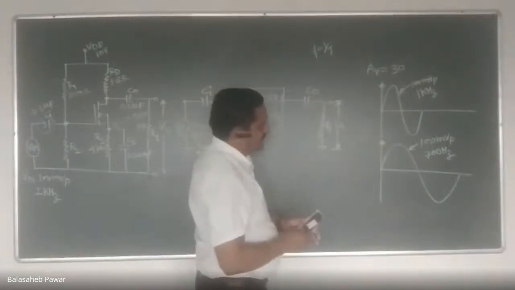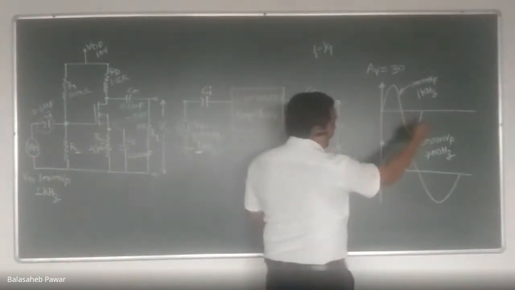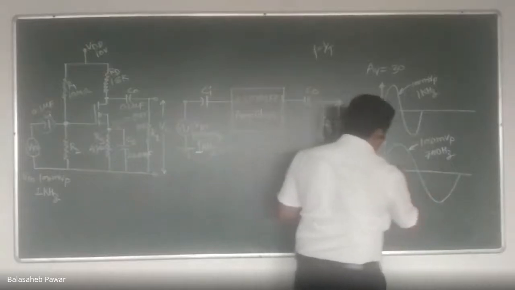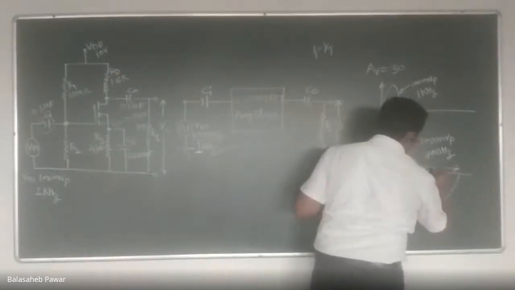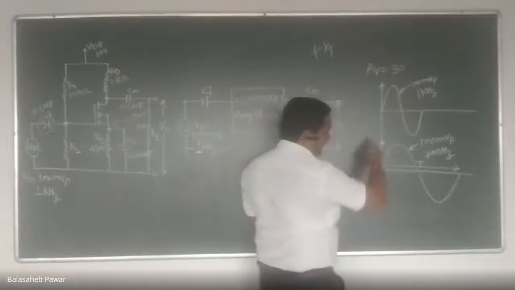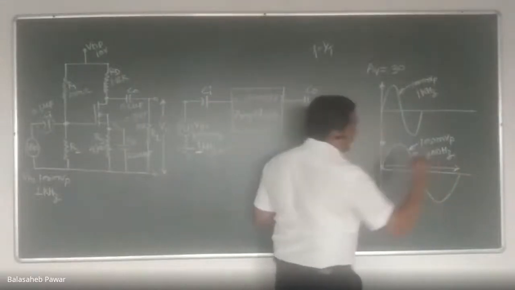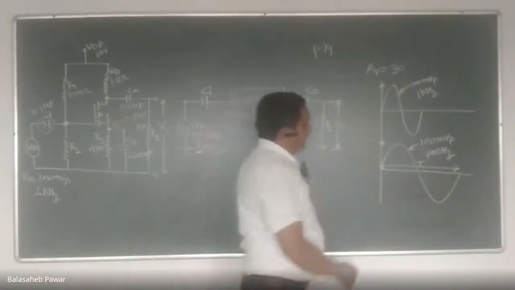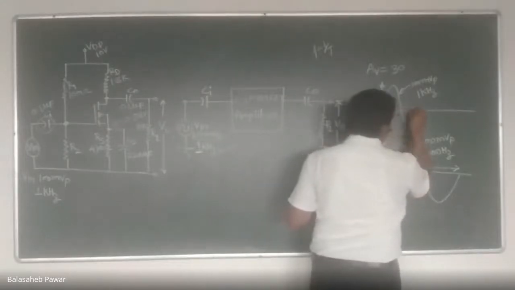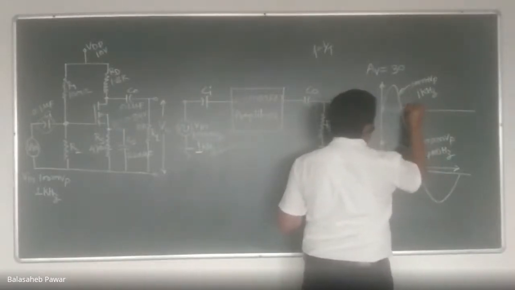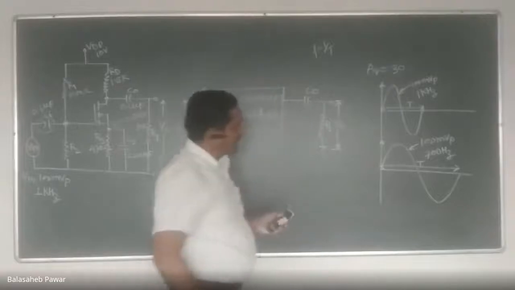So what difference are you observing? This signal is somewhat compressed as compared to this one. For this signal, this is capital T, the time taken by that signal to complete its one cycle. And over here, for this 1 kilohertz, this much is the capital T. Are you getting the difference?